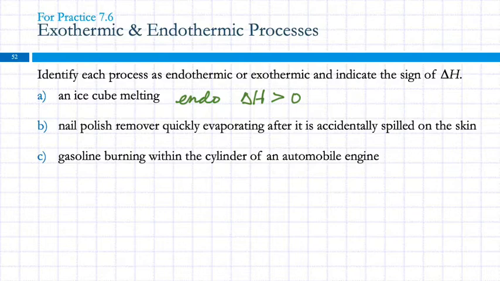So for the nail polish remover, this is endothermic. The nail polish remover took heat from my hand. That's why my hand got cold. So delta H is greater than 0. It's positive.